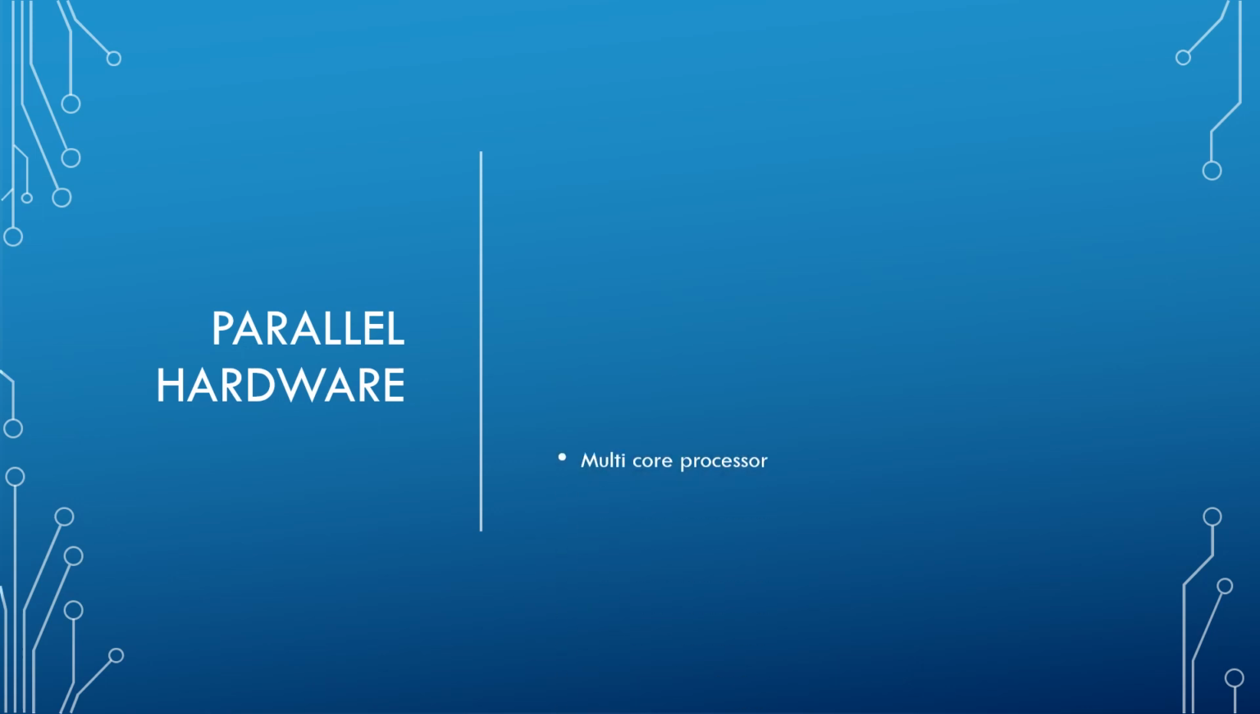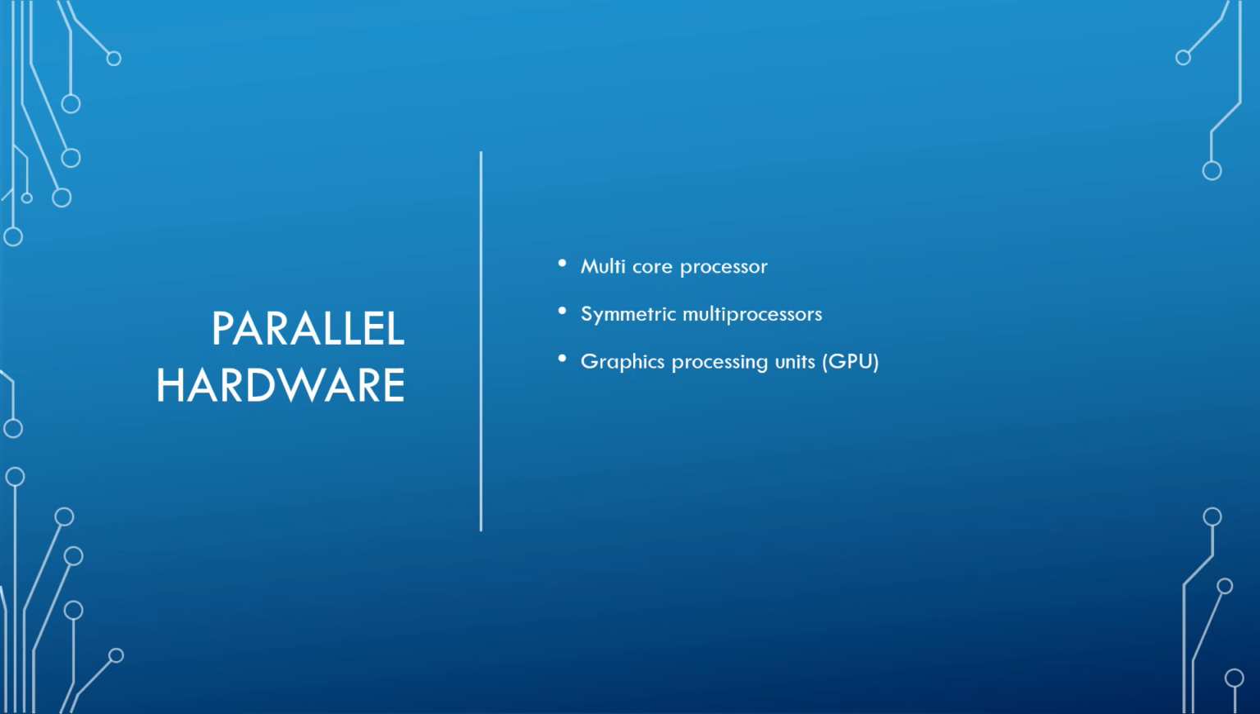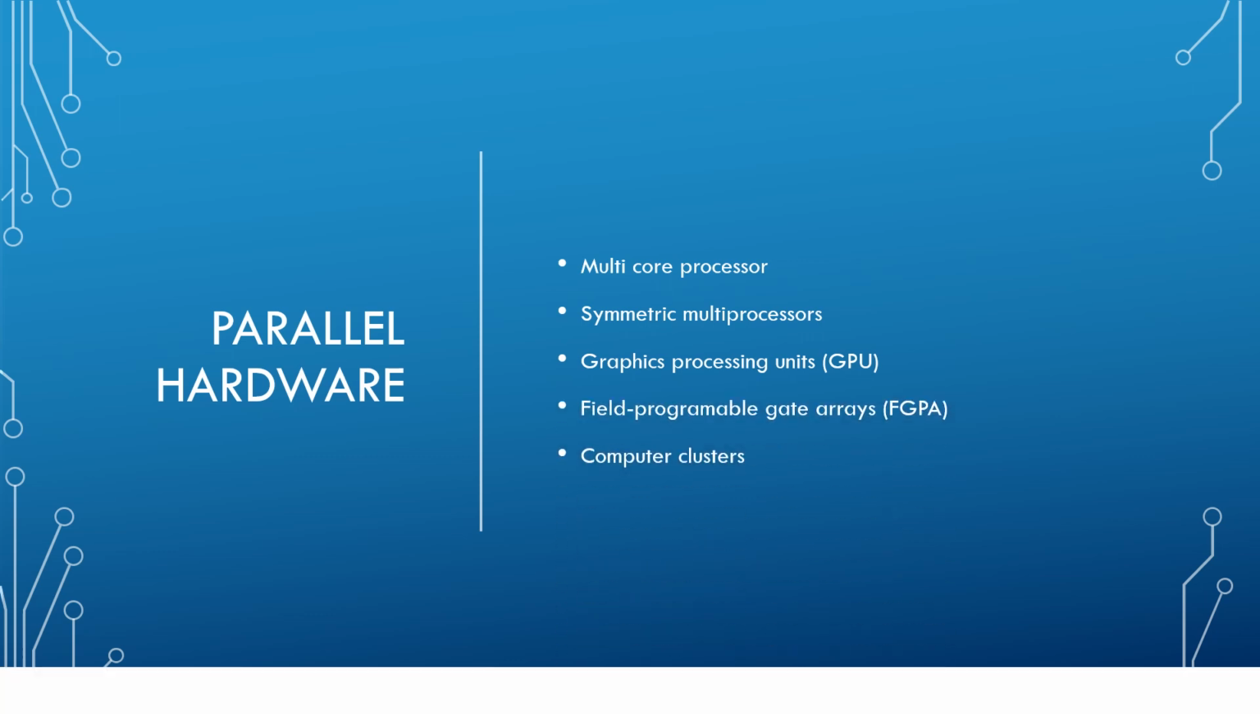Parallel hardware. We have the multi-core processors, the symmetric multiprocessors, the graphics processing units (GPU), field programmable gate arrays (FPGA), and the computer clusters. As we can see in the figure over here, we have our multi-core processor. It has cores inside a single processor. Then we have the symmetric multiprocessor. What do we mean by that? It means we have symmetrical processors, as in similar, and these processors can also have multiple cores.